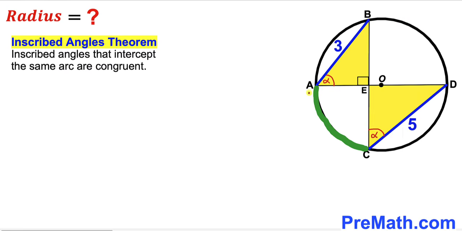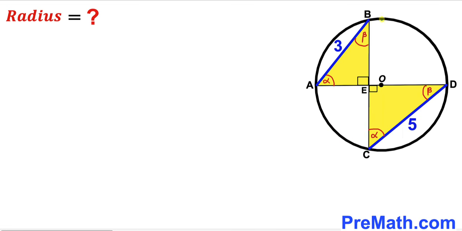Now let's focus on this other arc AC. We can see that this arc AC is subtended by this angle and likewise this angle as well. Therefore these two angles are congruent. If I label this angle as beta, then this angle has got to be beta as well.